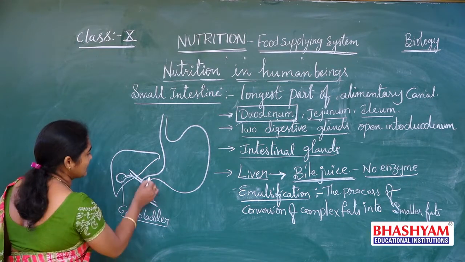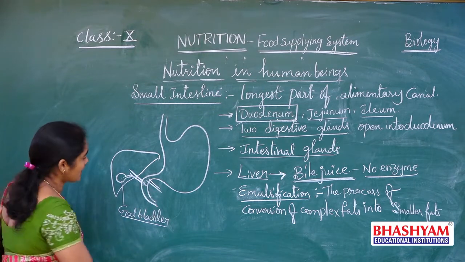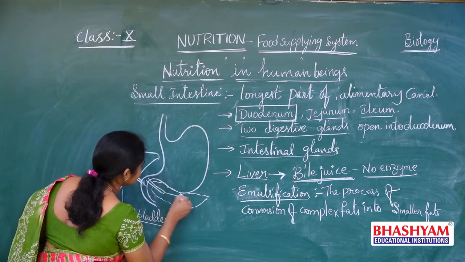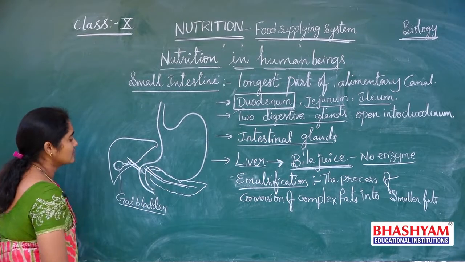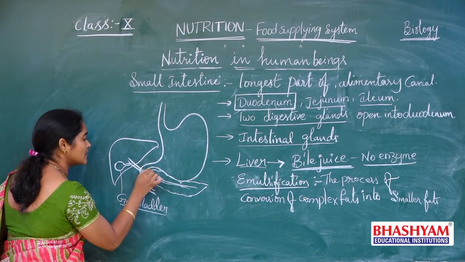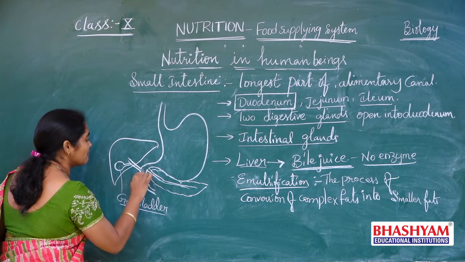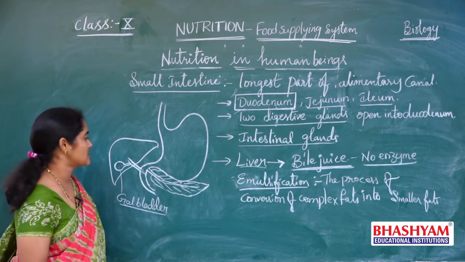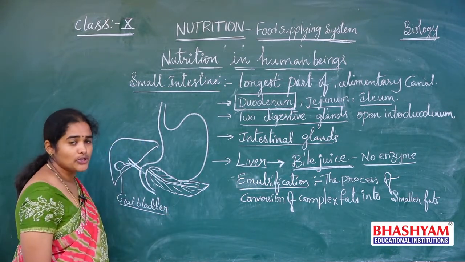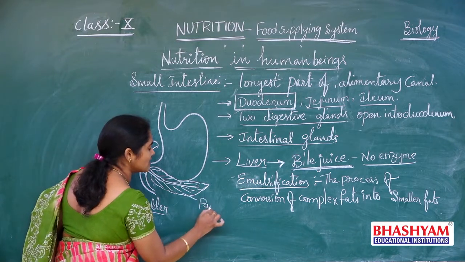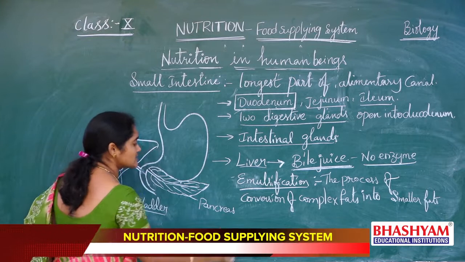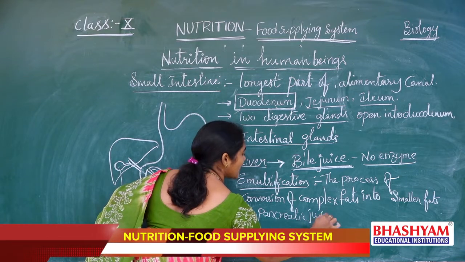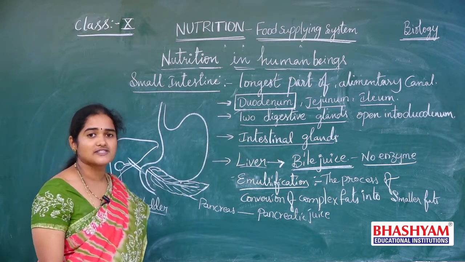That is about the liver. Then coming to the pancreas. It is present opposite to the liver and opens into the duodenum. It is also a very important digestive gland, and it appears like a leaf below the stomach. This pancreas produces a juice called pancreatic juice. And this pancreatic juice consists of some enzymes.